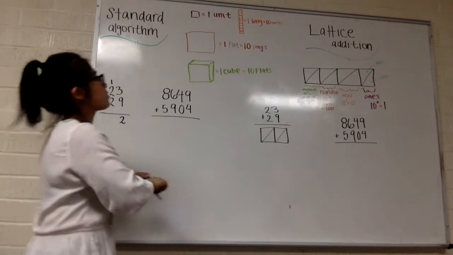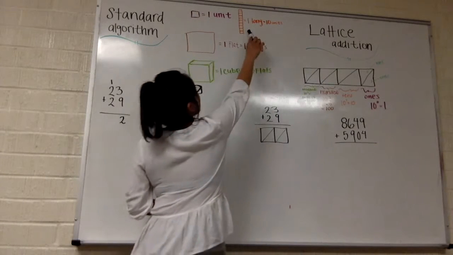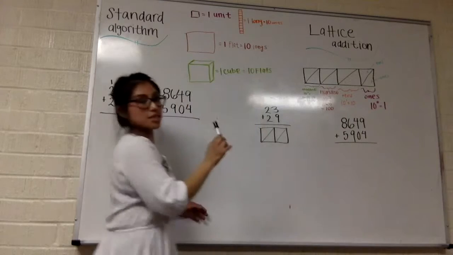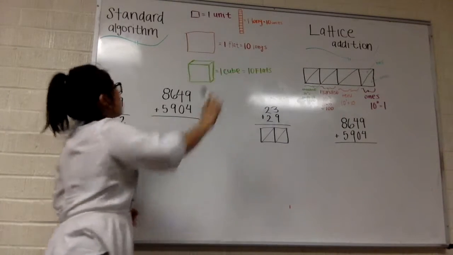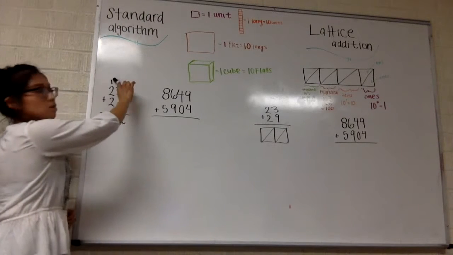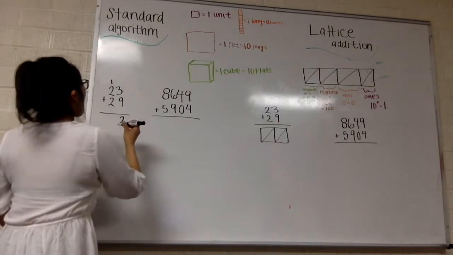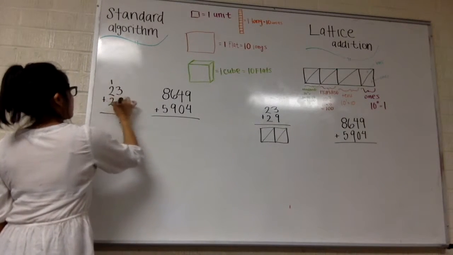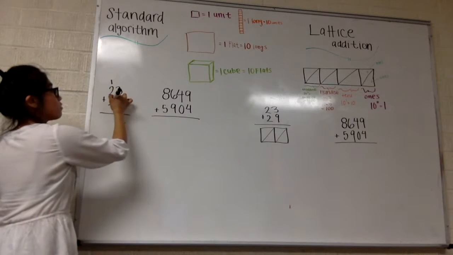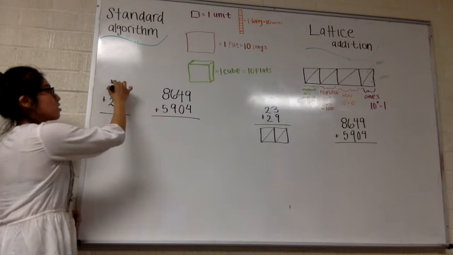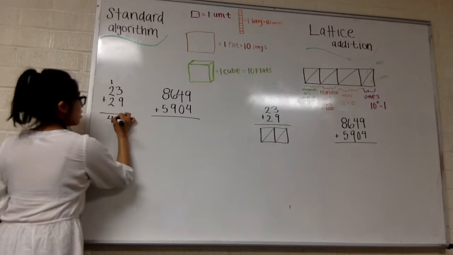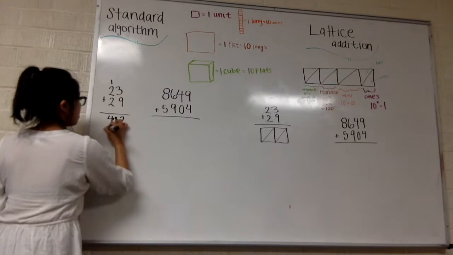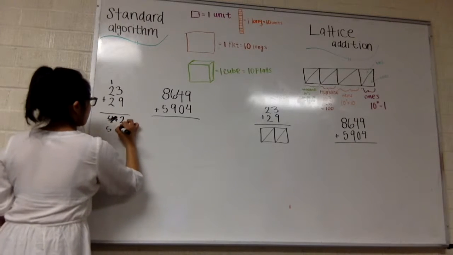And with 12 units, we're able to make one long, which is the equivalent of 10 units, and we'll have 2 units left over, which is why we put the 2 here and carry the 1 on top of the tens place. Moving on to the tens place, we have 2 plus 2, which is 4, but since we added on the extra long, we have the 4 here plus the 1 long, which is going to be 5. So the answer here will be 52.